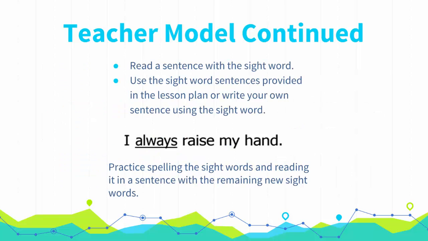Use the sight word sentences provided or write your own sentences so that students can practice reading the sight word in context. Continue introducing the remaining new sight words by spelling them and reading them in a sentence.